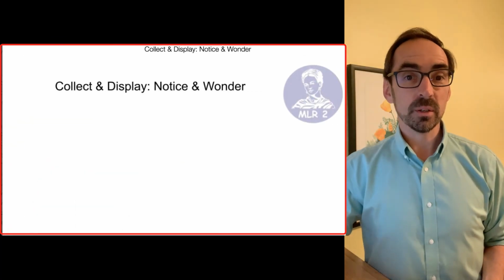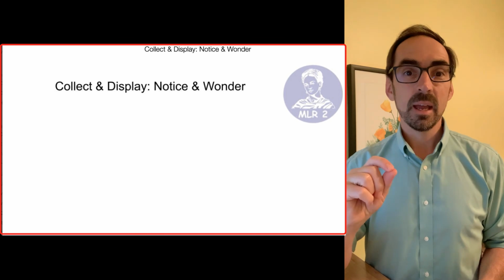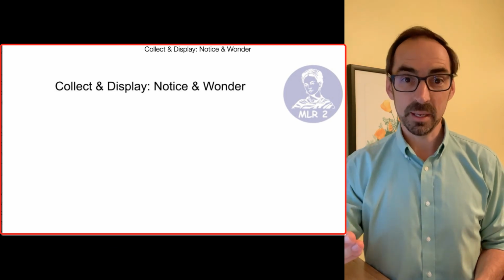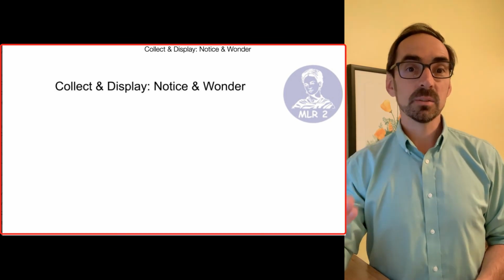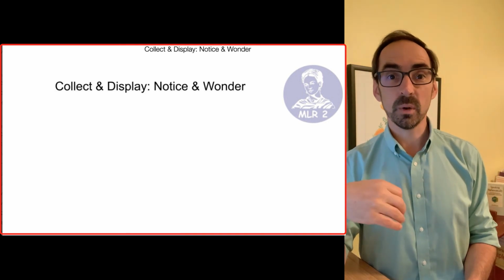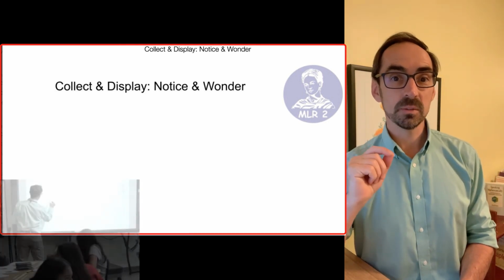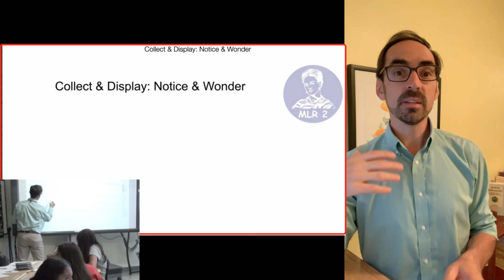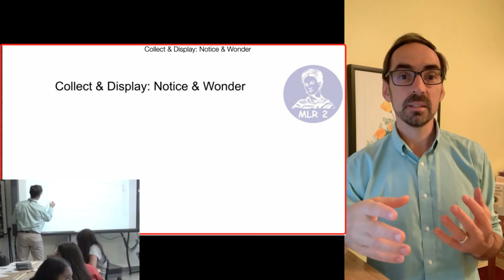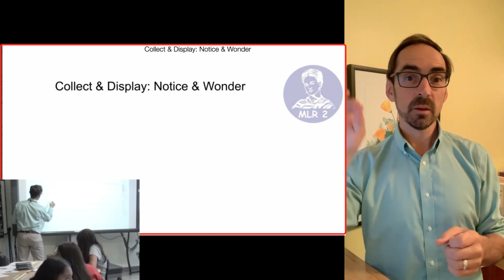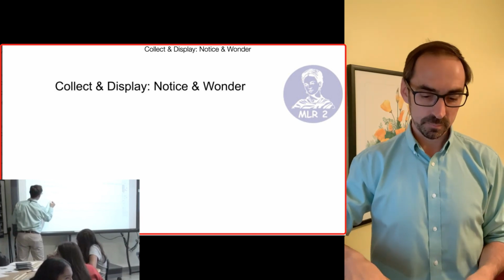After the notice and wonder, it's very important to pause and to do what we call a collect and display. So here, we want to collect students' ideas. What do they notice and what do they wonder? And actually scribe what the students are saying up on the board. This gives the students the opportunity to see their language production reflected in a public display.